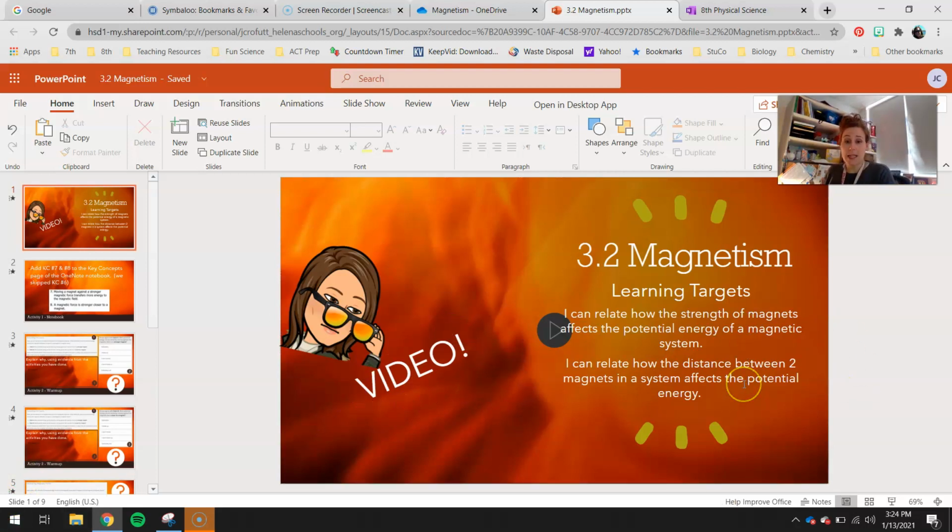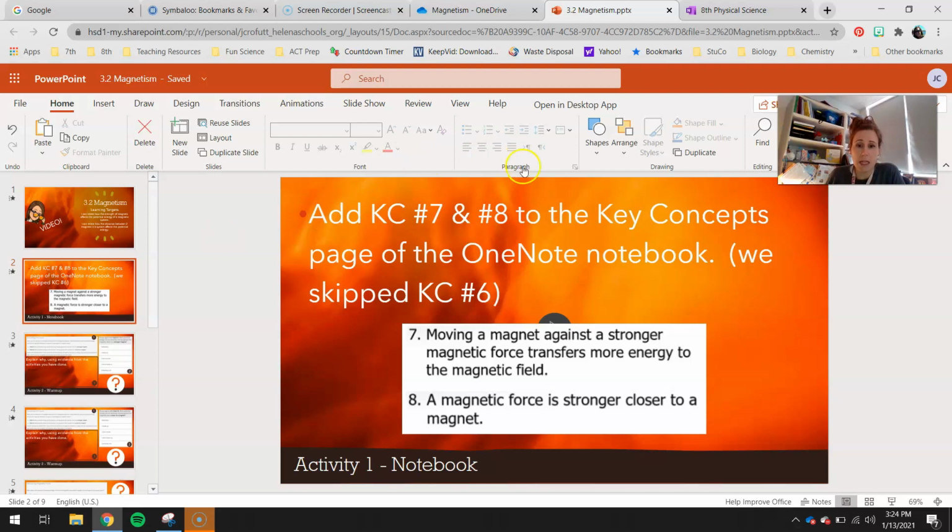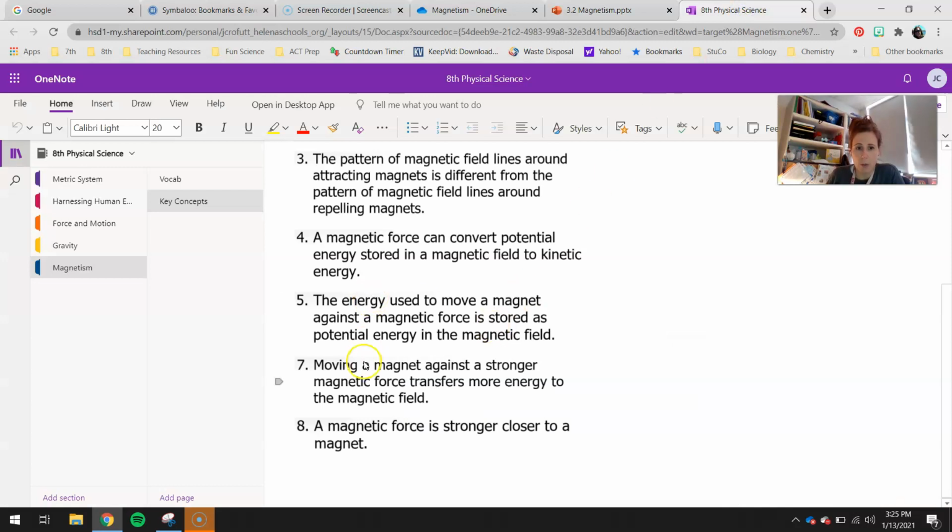Your learning targets for today: I can relate how the strength of magnets affects the potential energy of a magnetic system, and I can relate how the distance between two magnets in a system affects the potential energy of the system. First thing for you guys to do today is add key concepts 7 and 8 to your OneNote. Notice that we did skip 6. So you guys went from 5 to key concept 7.